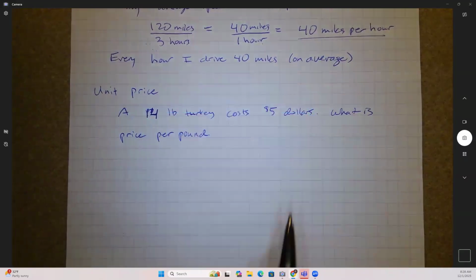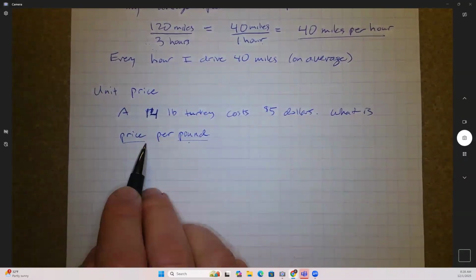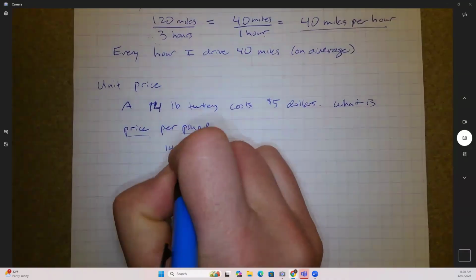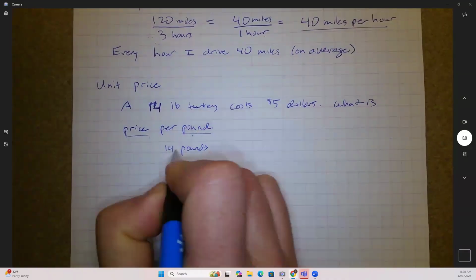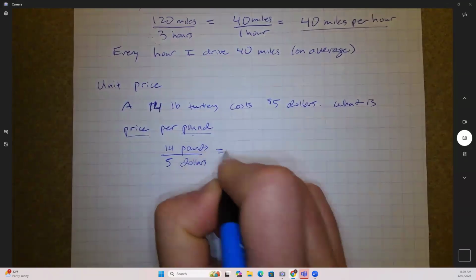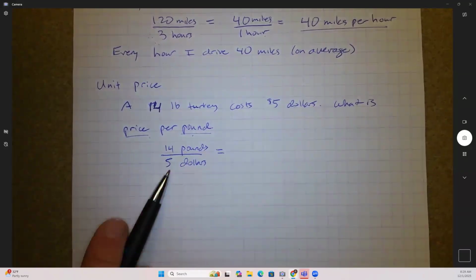Having finished Thanksgiving week, I can tell you that this actually is a reasonable price for turkey. I was surprised when we went to buy our turkey. Right, the price per pound, that's a unit price. For every pound of turkey, how much do you pay? And so we build our ratio, 14 pounds divided by $5. Again, that's a real numerator and a real denominator. They have actual meaning.